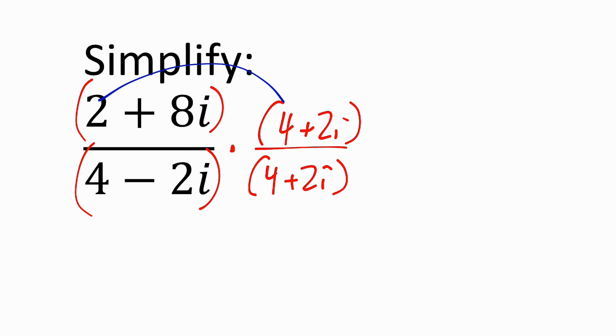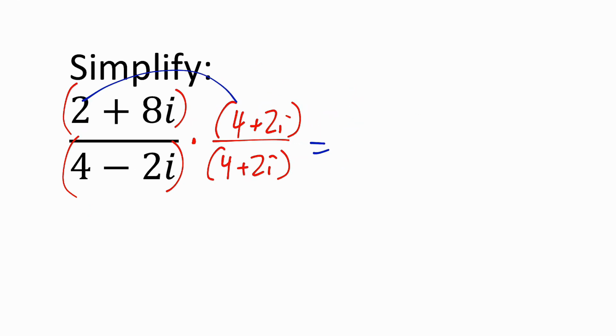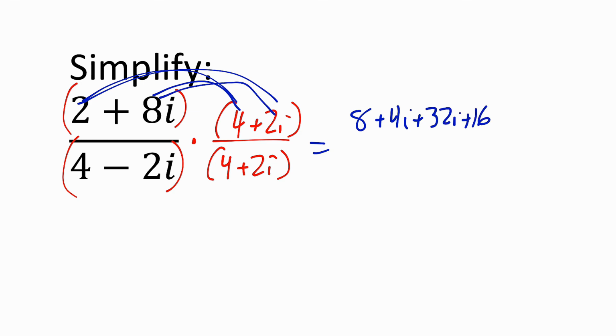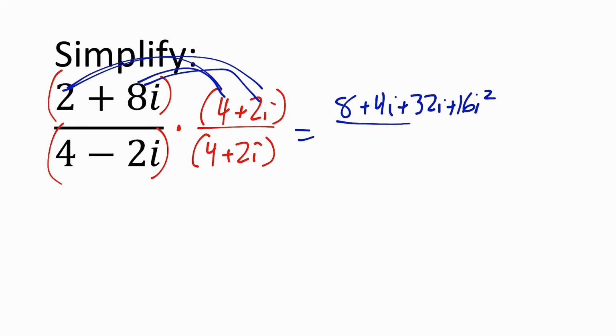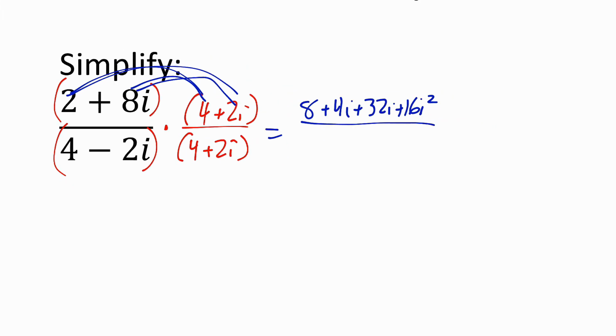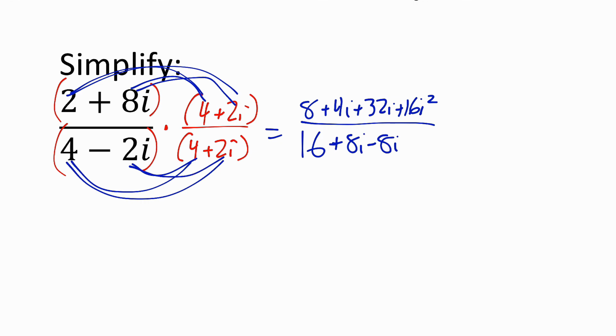So we've got 2 times 4, just focusing on the numerator. 2 times 4 is 8. 2 times 2i is 4i. You've got 8i times 4, which is 32i. We have 8i times 2i, which gives us 16i squared. In our denominator, we've got 4 times 4, that's 16. 4 times 2i gives us positive 8i. Negative 2i times 4 gives us negative 8i. And then negative 2i times positive 2i gives us negative 4i squared.